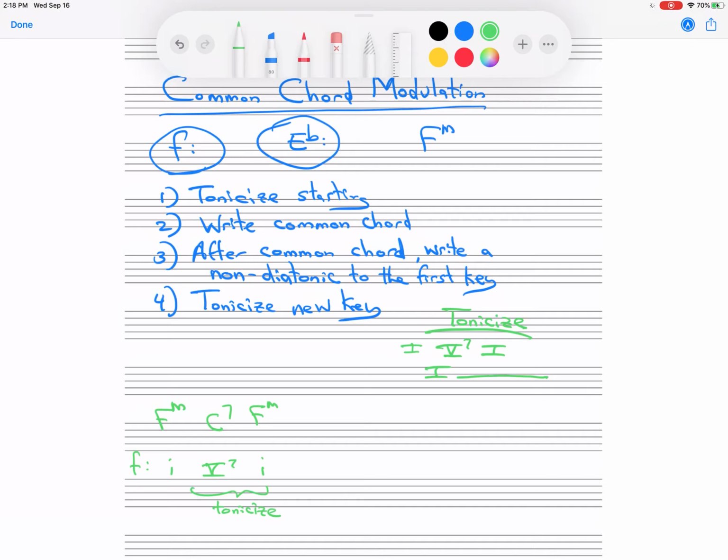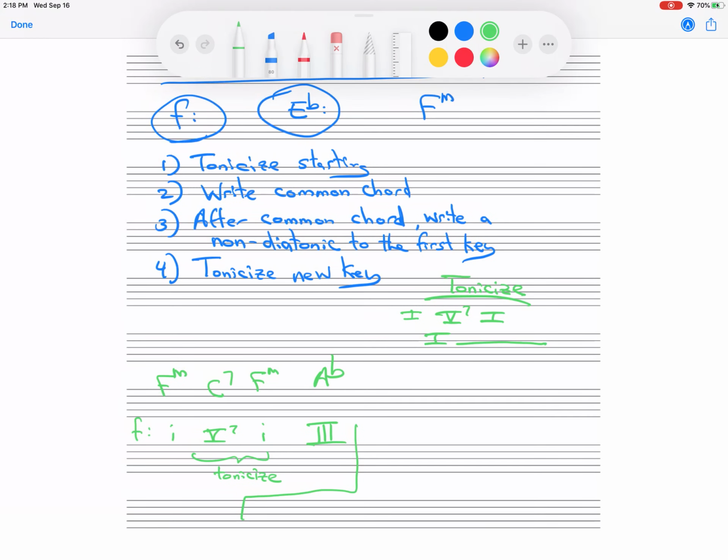Okay, so 2, 3. Okay, another one was A flat. Maybe that would be a better choice, so I'm going to use that instead. A flat in the key of F minor is 3. So I'm going to write a 3 here, and I'm going to put A flat. 3 is also now in the new key. So the new key is supposed to be E flat, and it's 4.